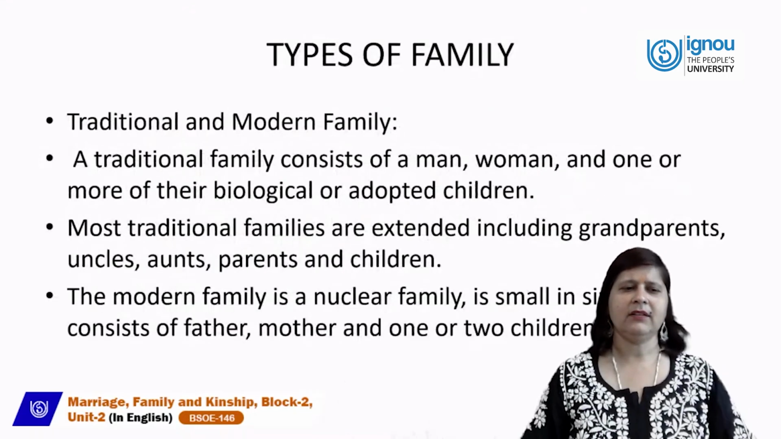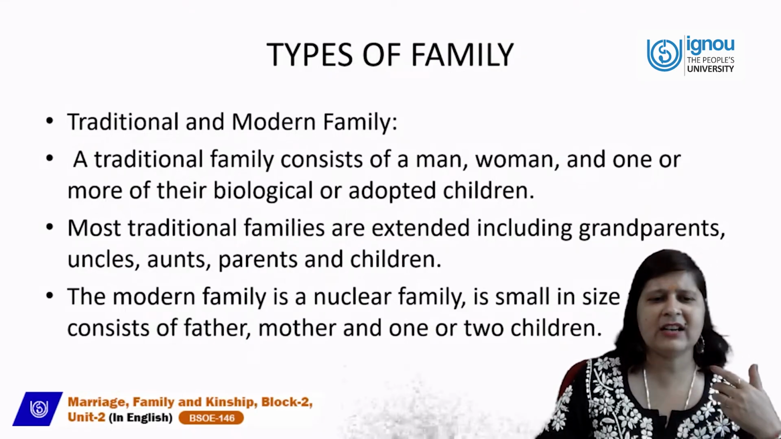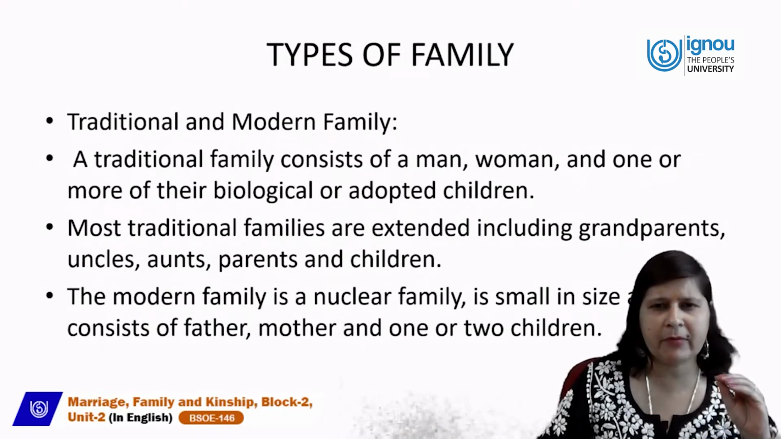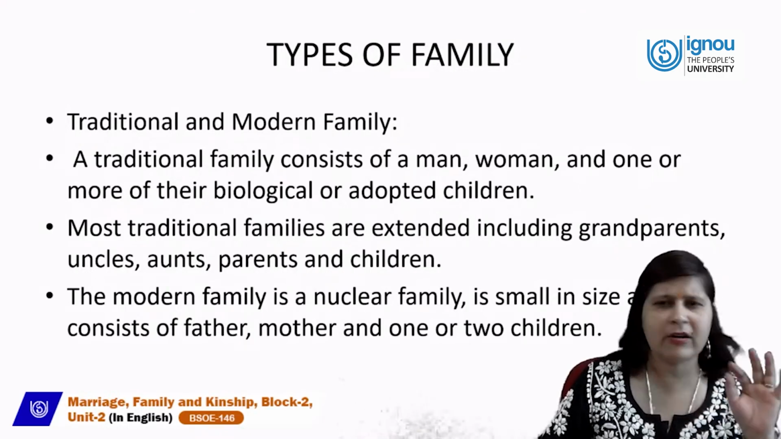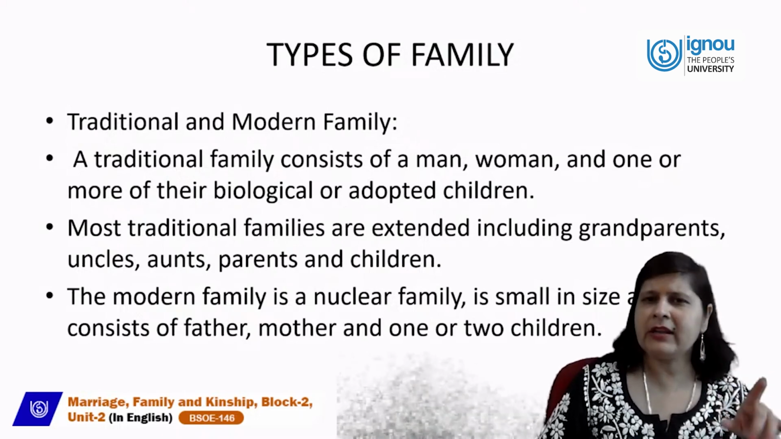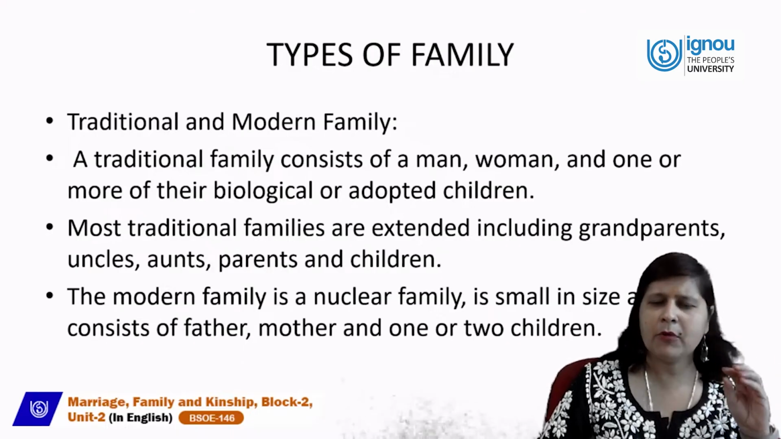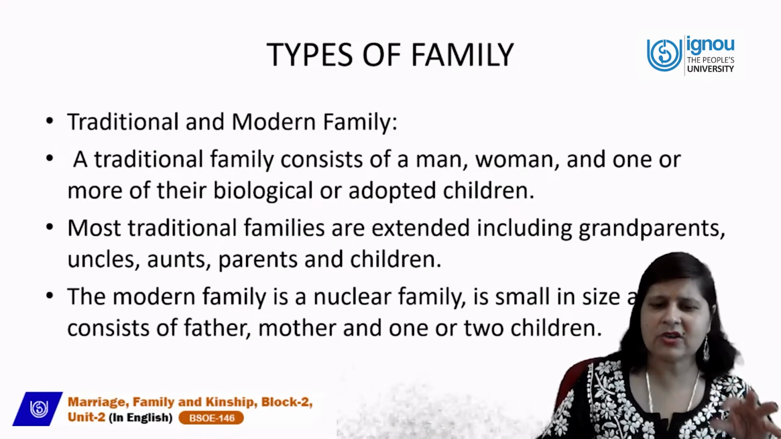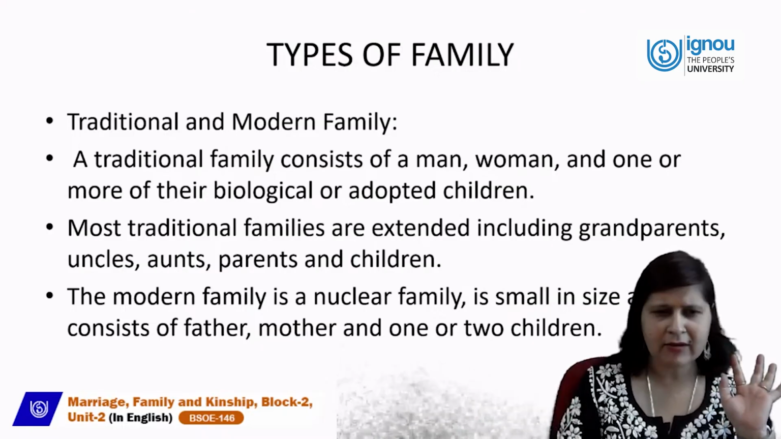Types of the family. There are certain types of families, that is the traditional family and the modern family. A traditional family consists of a male, female, and one or more of their biological or adopted children. Most traditional families are extended, including the grandparents, uncles, aunts, parents, and children. The modern family is a nuclear family and small in size, and consists of a mother, father, and one or more children. That is the nuclear family.